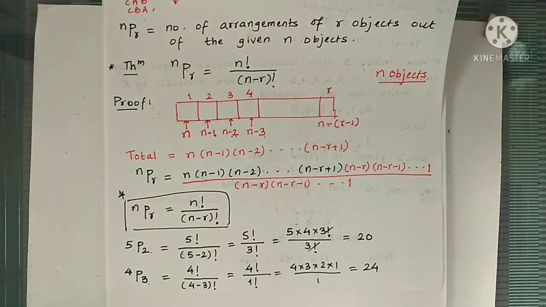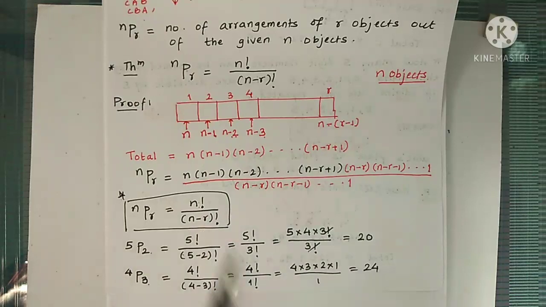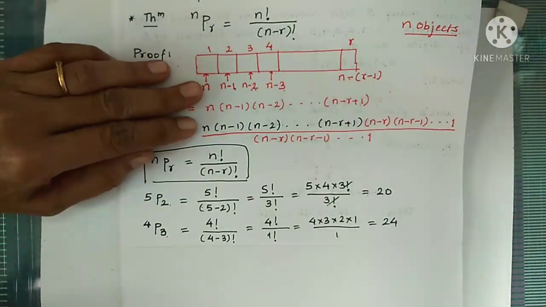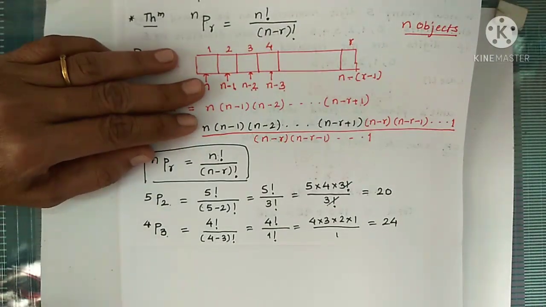So, using permutation, we can easily find out the number of ways of arranging r objects out of the given n objects. The formula is n factorial upon n minus r factorial. Now, let's solve some more examples in the next video.